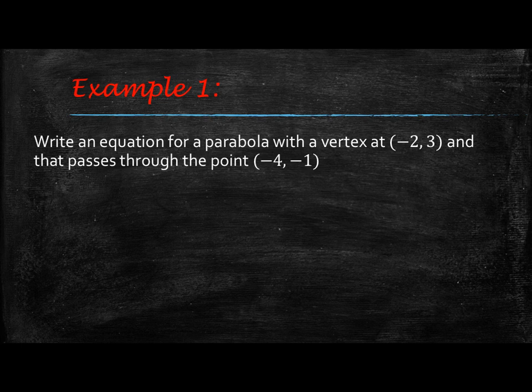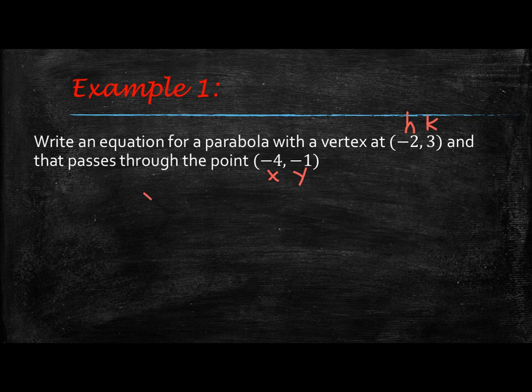Okay, so here is our first example. We want to write an equation for a parabola with a vertex at (-2, 3), and it passes through the point (-4, -1). Because we are given the vertex, and we know that our vertex is our h and k, and we're given another point, remember you can always plug in another point for x, y. Let's go ahead and use vertex form.